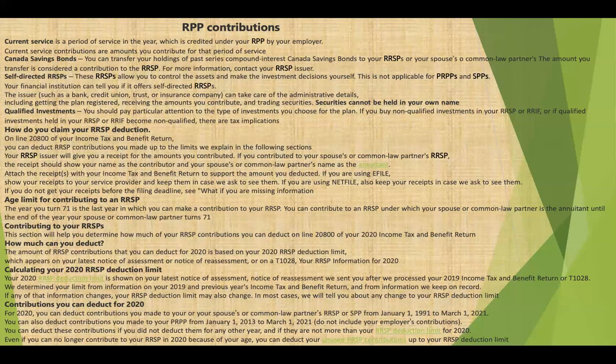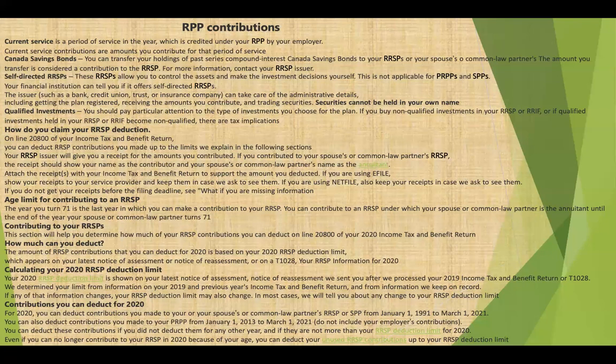Age limit for contributing to an RRSP. The age limit is 71. It is the last year in which you can make a contribution to your RRSP. And you can contribute to an RRSP under which your spouse or common-law partner is the annuitant until the age of 71.